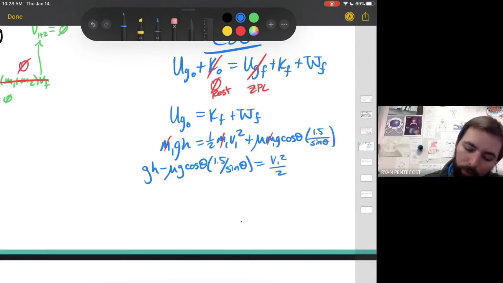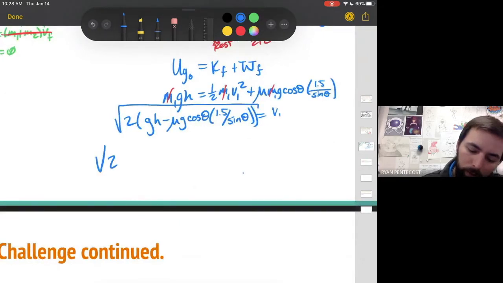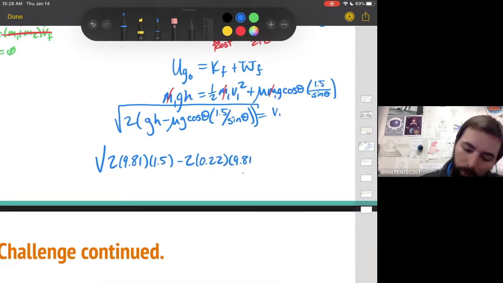What we'll do is multiply by 2 and then do a square root to get this down to V1. Okay, so let's put those numbers in. We've got the square root of 2 times 9.81 times 1.5 minus 2 again times 0.22 times 9.81 cosine 40 degrees times 1.5 divided by sine of 40 degrees.